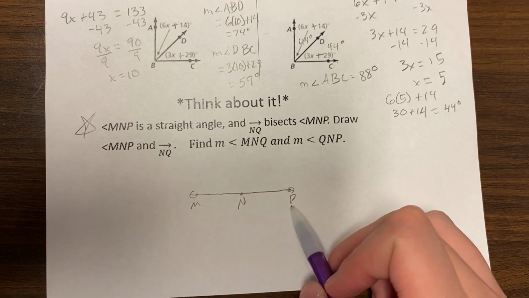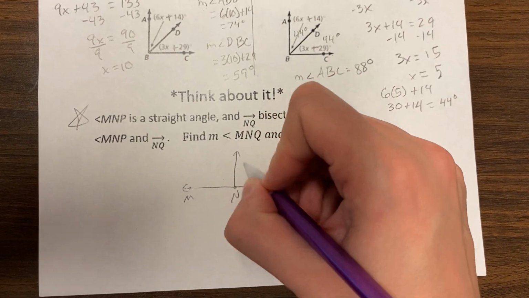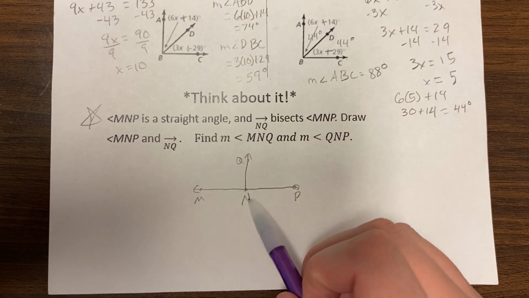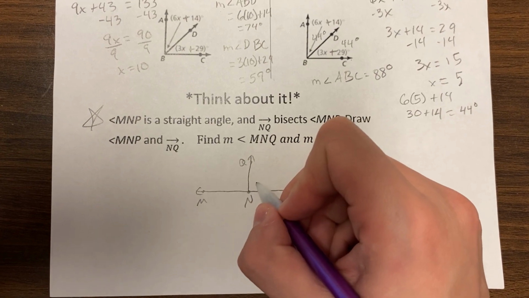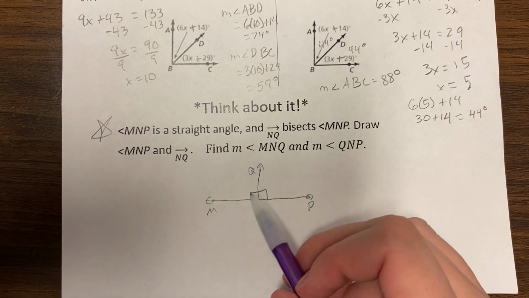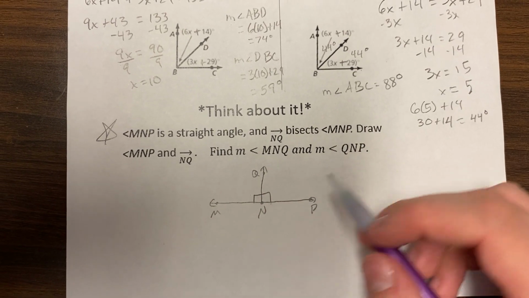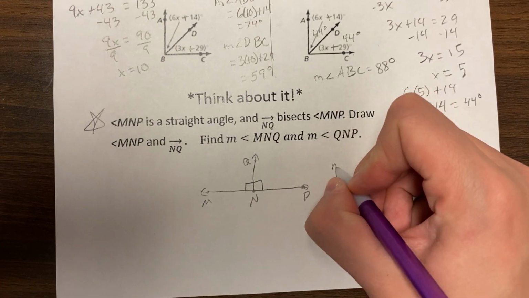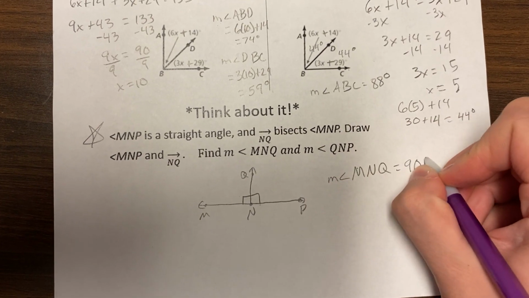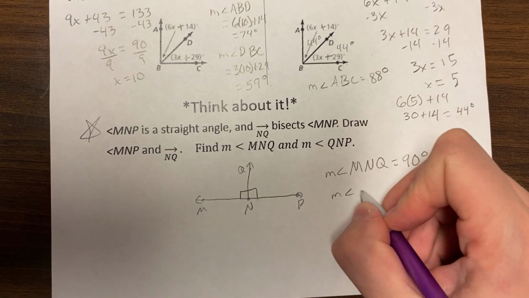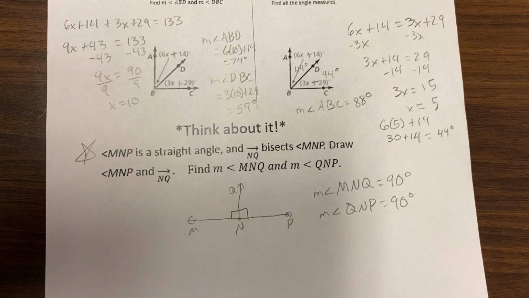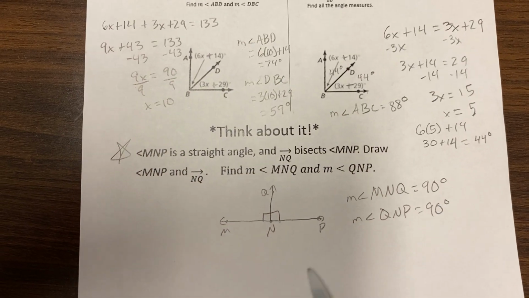Okay, so NMP is a straight angle. NQ bisects it. Okay, so it cuts it in half. This is NQ. So if it bisects 180 degrees, what does that mean about these two angles? They're both 90 degrees. So we know MNQ is equal to 90 and QNP is equal to 90. So that's what we would write. And we're done. All right, so again, make sure you star this one because this could be a test question.